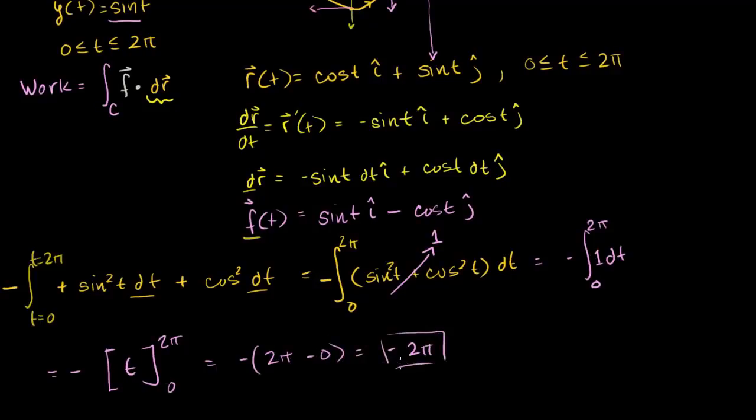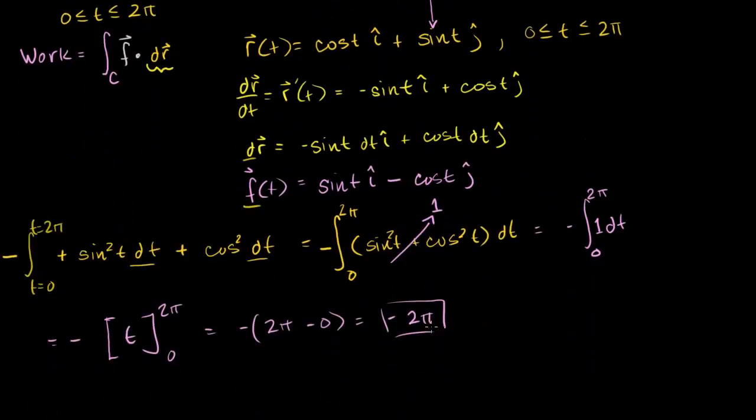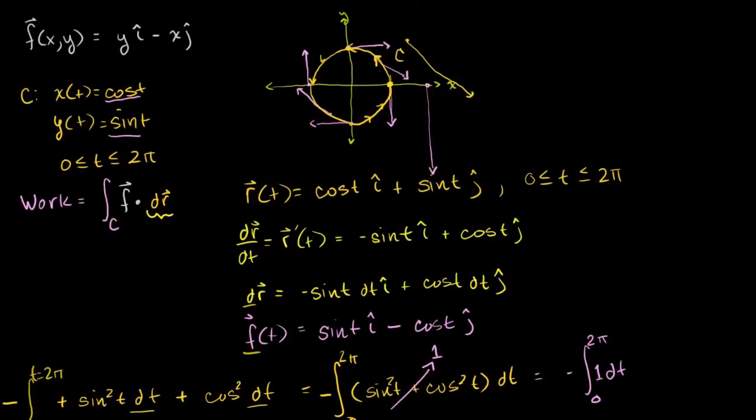And there you have it. We figured out the work that this field did on the particle, or whatever thing was moving around in this counterclockwise fashion. And our intuition held up. We actually got a negative number for the work done. And that's because at all times the field was actually going exactly opposite, or was actually opposing the movement of, if we think of it as a particle, its counterclockwise direction.